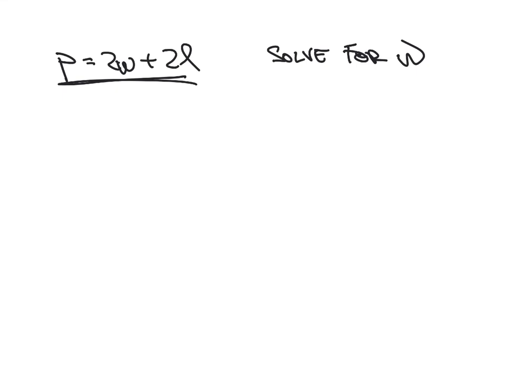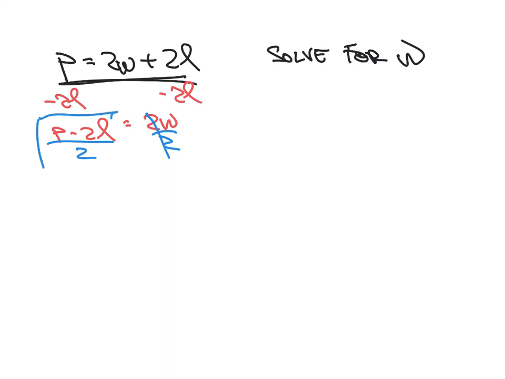So we just start whittling away. We minus 2L from this side. We have P minus 2L equals 2W. Okay, that's not too bad. Now we've got to get rid of this 2 right here. It's multiplied by the W, so let's divide it by the W. So both sides have to be divided by 2. That cancels out, and we get P minus 2L over 2 equals W.